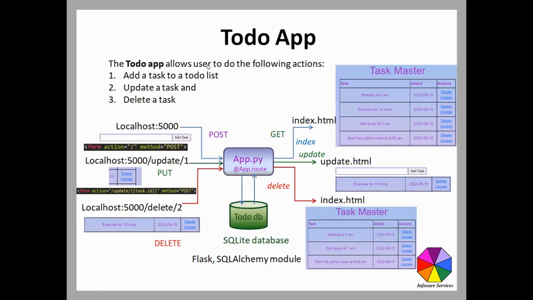The to-do app allows users to do the following actions. I just talked about it: adding a task to the to-do list, updating a task, and deleting a task. So the first thing is, as soon as you land on the landing page, an HTTP GET pulls all the tasks from the database and shows them. That's the default behavior. How is it so? Because you coded it so with the GET.